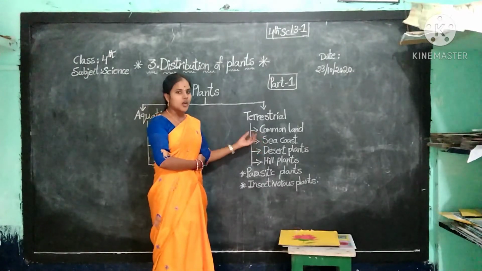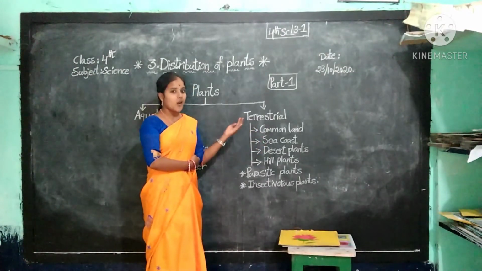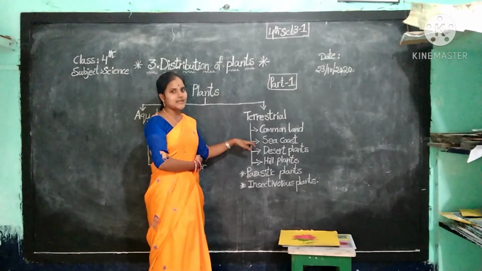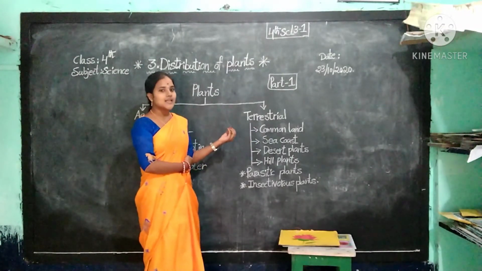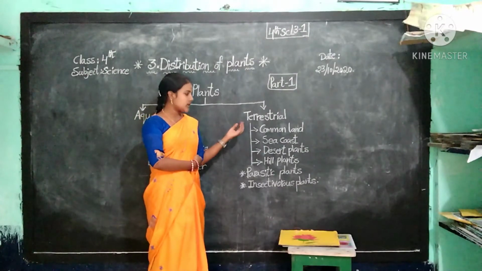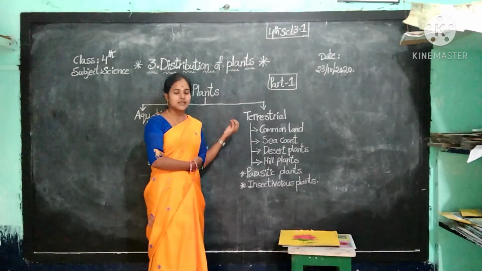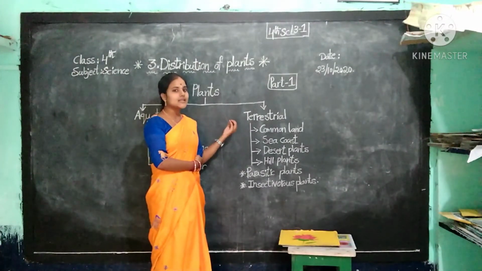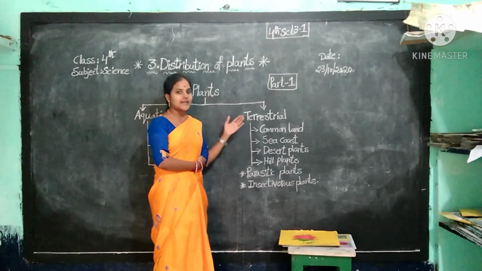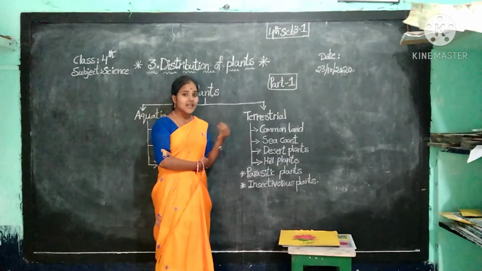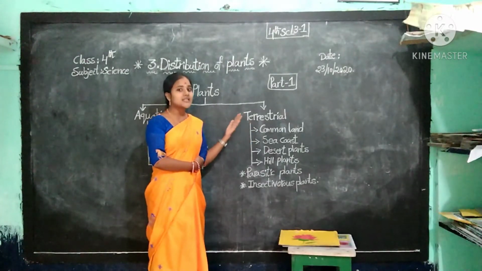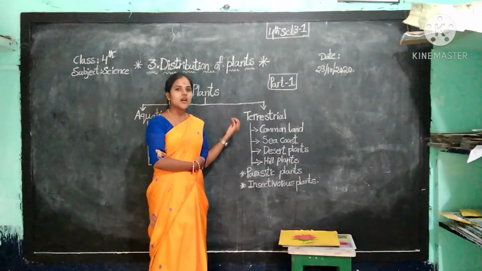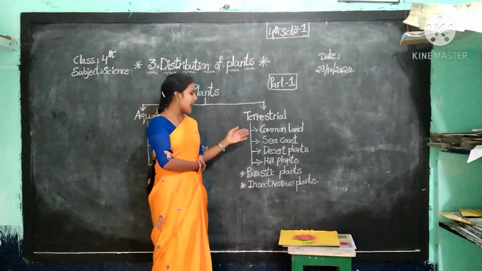Okay children, not only those, rubber, cotton and pepper etc. are also grown in such places. In marshy areas, the soil is swampy and clayey. So the plants that grow in the marshy areas are called mangroves.